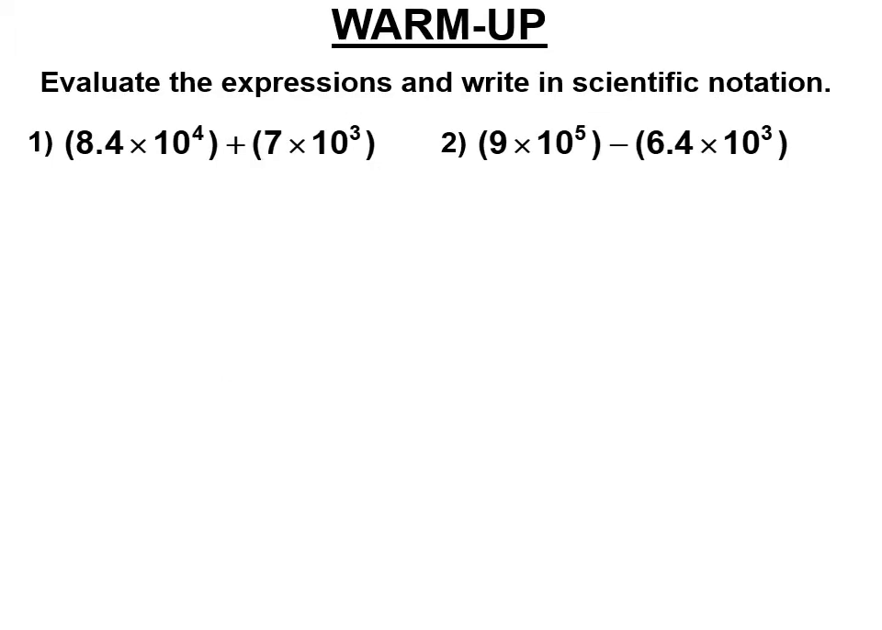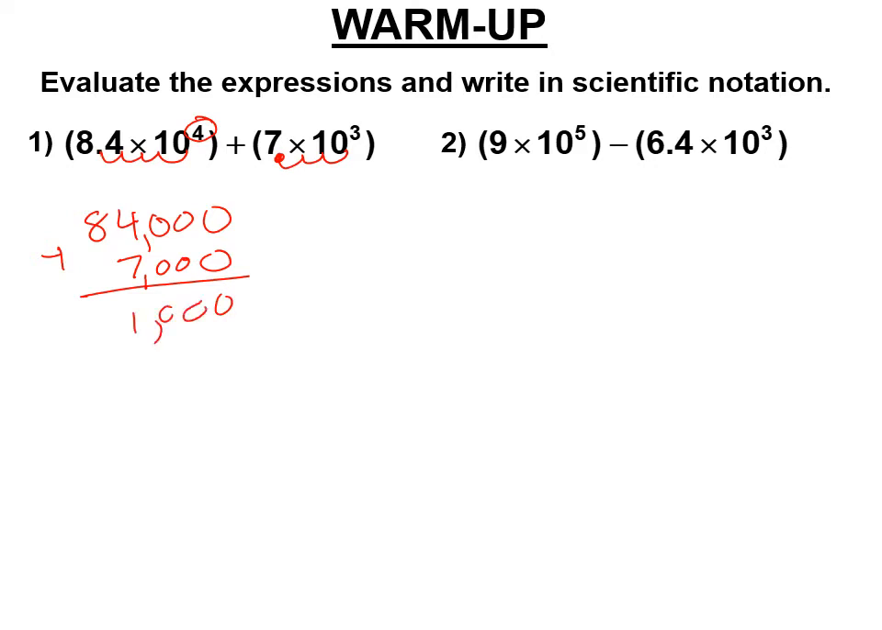Now adding, I encourage you not to try to use shortcuts, just convert it to regular numbers. 1, 2, 3, 4. If you move it 4 times, there are 3 zeros. That's 84,000. We're adding that to 7 times 10 to the third. 1, 2, 3 moves, 3 zeros, 7,000. 84,000 plus 7,000 is 91,000. That's 9.1 times 10, and we have to move 1, 2, 3, 4 times, 10 to the fourth.